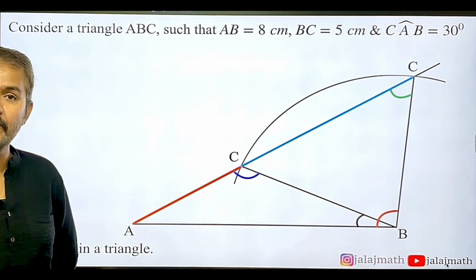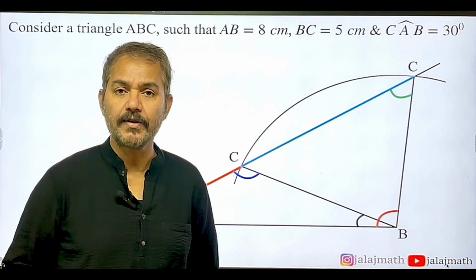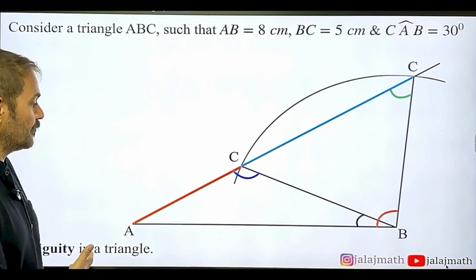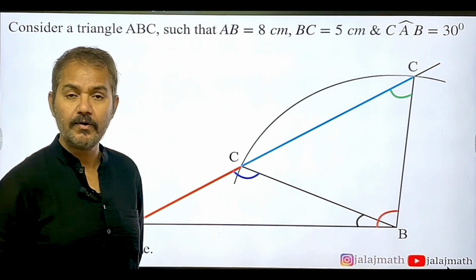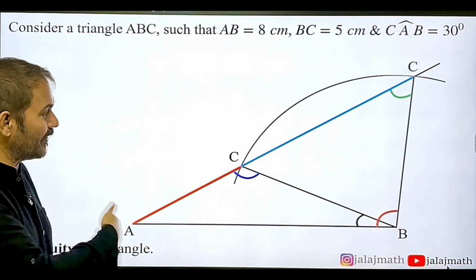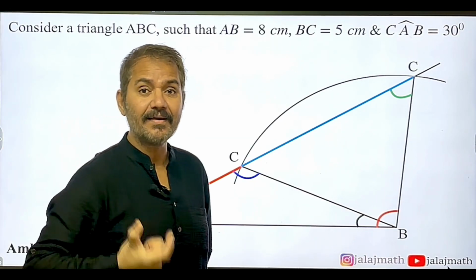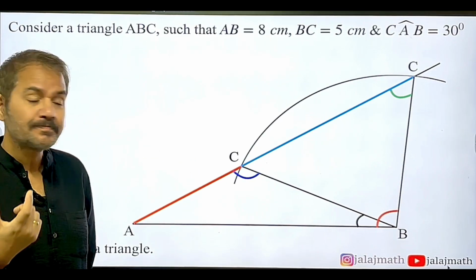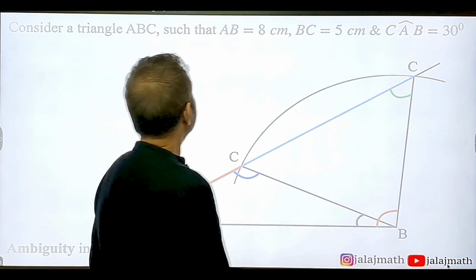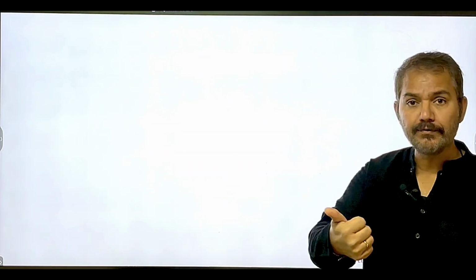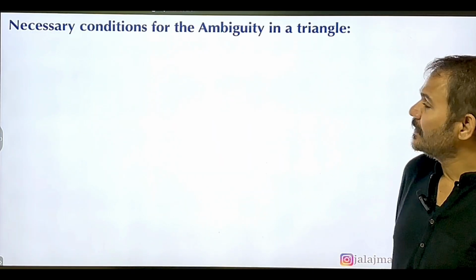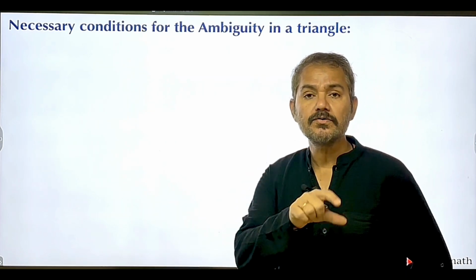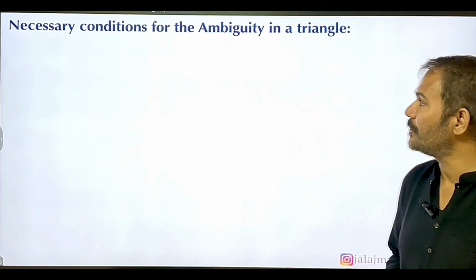Now the question is, during exam, how do we know whether there is an ambiguity? Because you won't be drawing it to scale every time and checking. So how do we know, and how do we find these additional angles and sides? Let's continue working with this and see how we identify and calculate. So let's start with the necessary condition. Without drawing, how do we know whether there is an ambiguity?